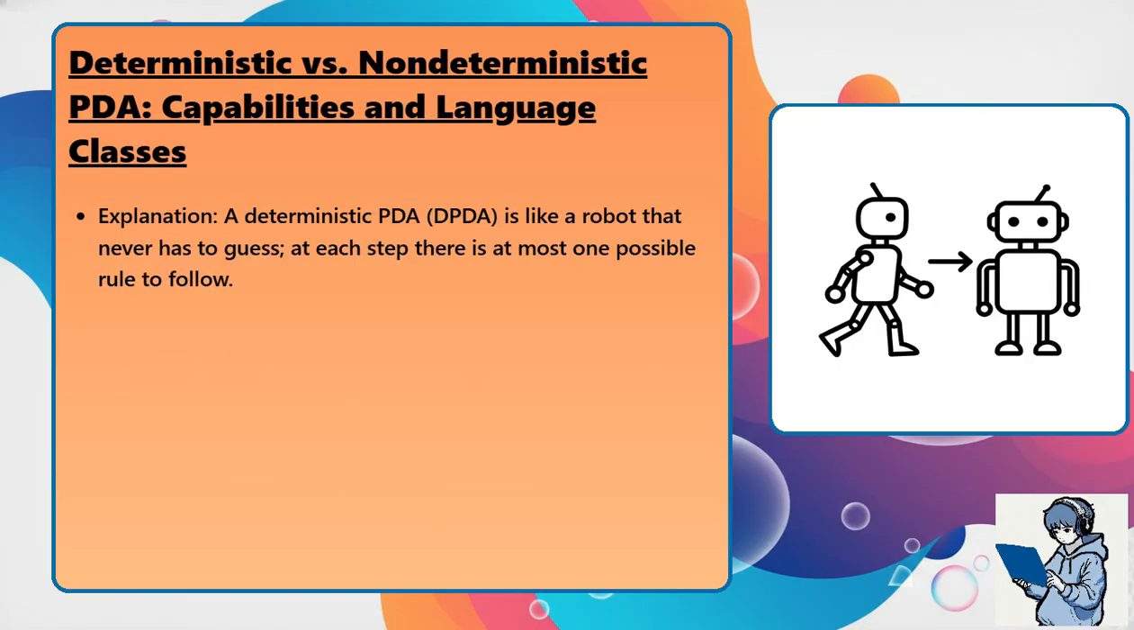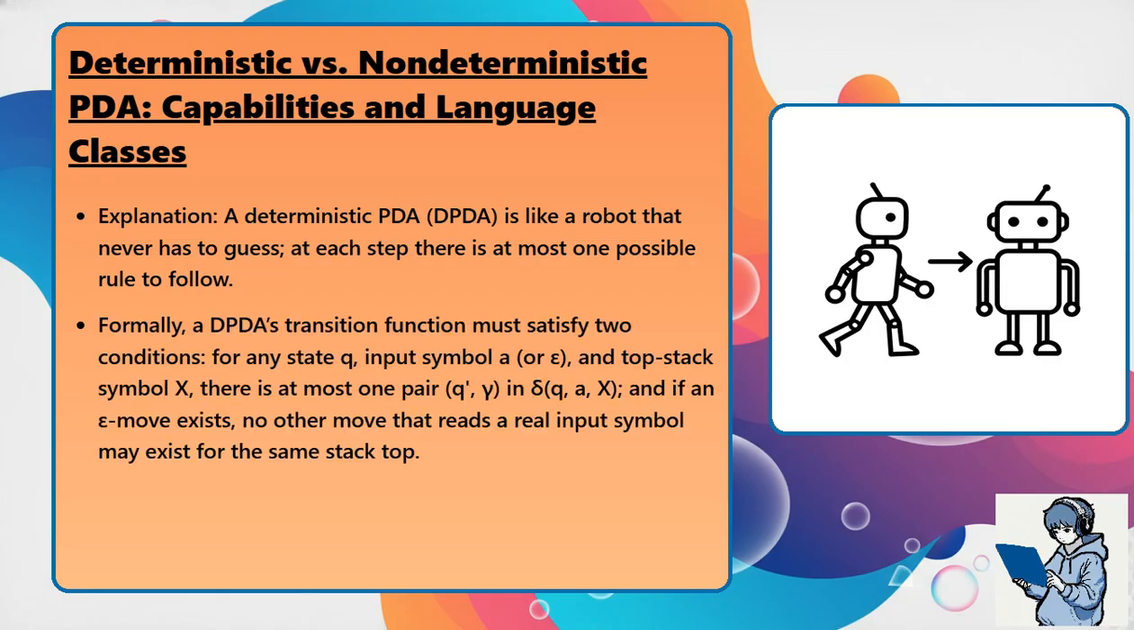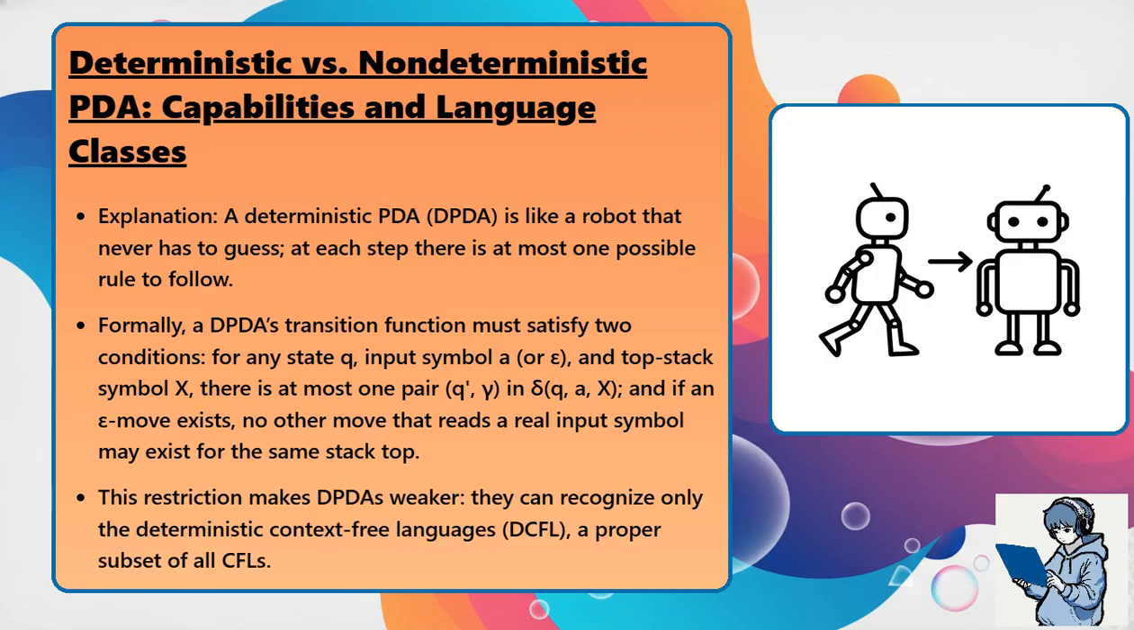Explanation: a deterministic PDA (DPDA) is like a robot that never has to guess. At each step there is at most one possible rule to follow. Formally, a DPDA's transition function must satisfy two conditions. For any state q, input symbol or epsilon a, and top stack symbol X, there is at most one pair (q', γ) in δ(q, a, X), and if an epsilon move exists, no other move that reads a real input symbol may exist for the same stack top. This restriction makes DPDAs weaker. They can recognize only the deterministic context-free languages, DCFL, a proper subset of all CFLs.